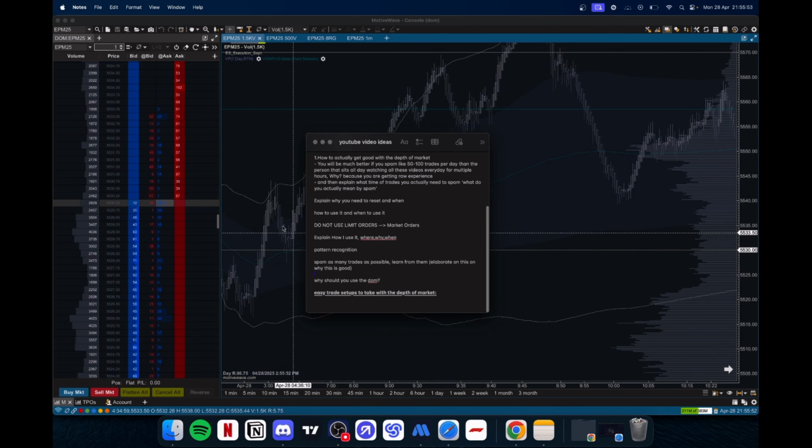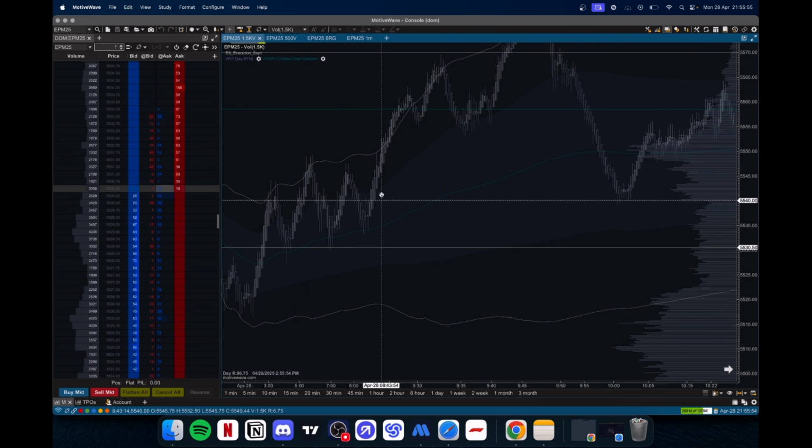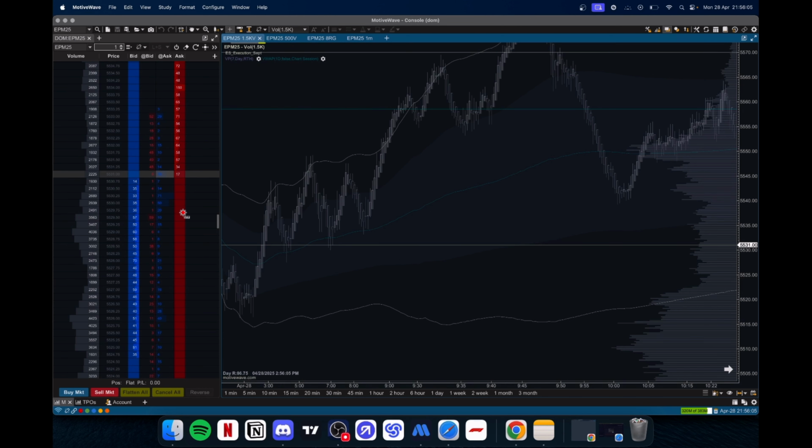Now, do not use limit orders, right? Now, you might be asking, what are limit orders? What are market orders? These right here are your limit orders, and the middle print is your market orders. You do not want to be using these, your limit orders, to catch trades, man. They are so pointless, they are so useless, man. You do not need them at all.